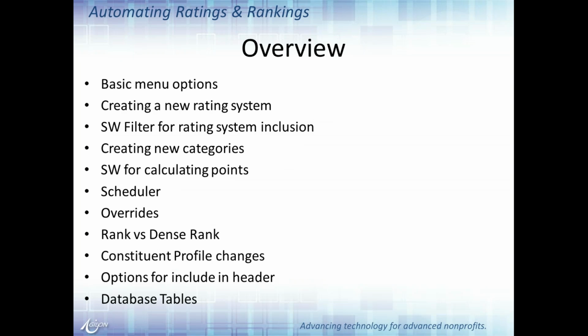So that's kind of the overview of what priority points are. I do want to walk you into how they're actually set up. So we're going to be looking at the menu options, how you create the systems and the categories and tie the selection wizard queries to them, what the selection wizard queries are looking for. We'll also look at some basic differences between the ranking, so rank versus dense rank, and then where we can see the totals.